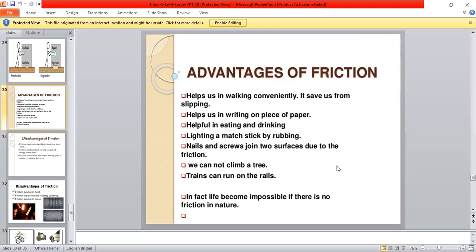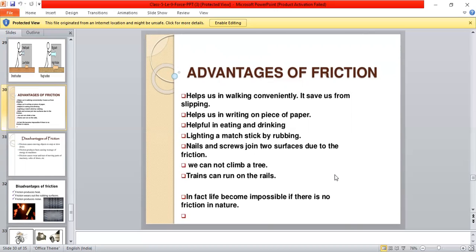Now, the advantages of friction are: it helps us in walking conveniently. It saves us from slipping. It helps us in writing on a piece of paper. It helps in eating and drinking. Lighting a matchstick by rubbing. Nails and screws join two surfaces due to friction. We cannot climb a tree if there is no friction. The trains run on the rails because of friction.